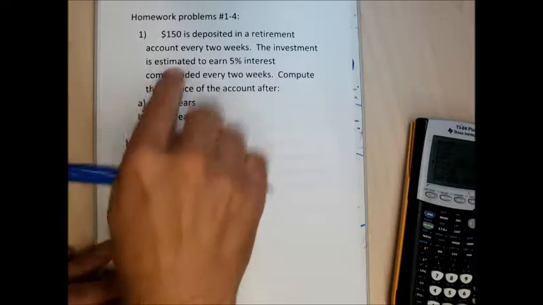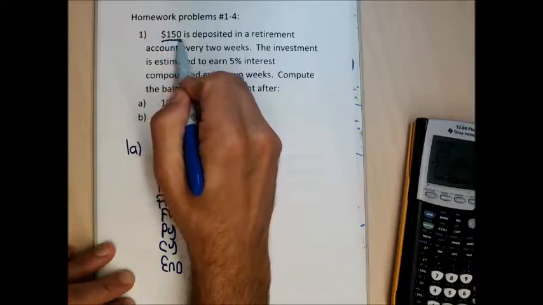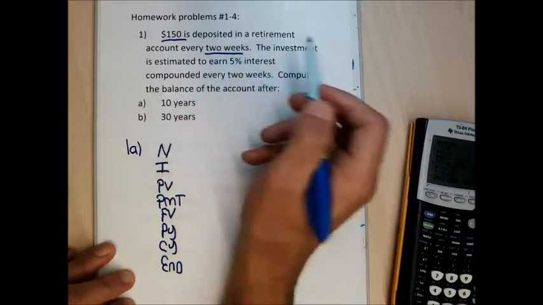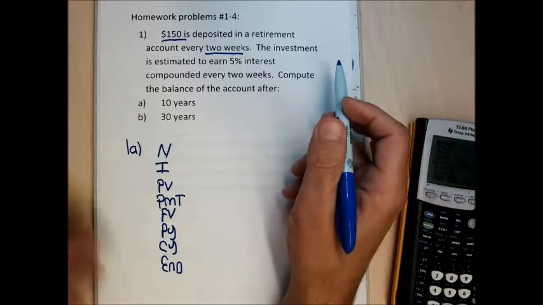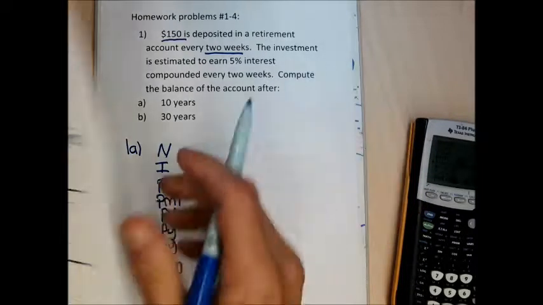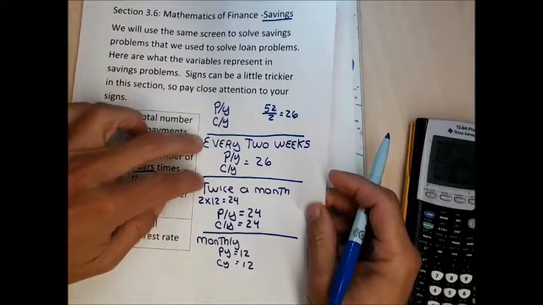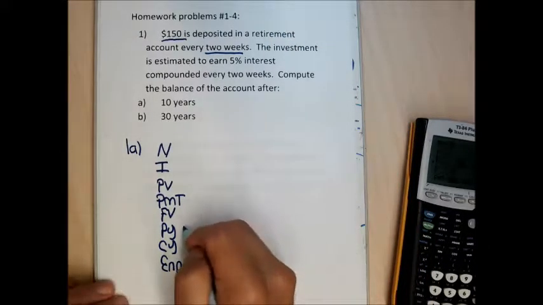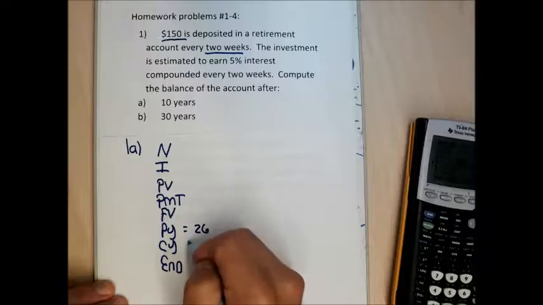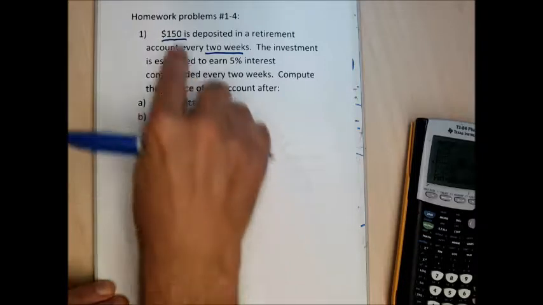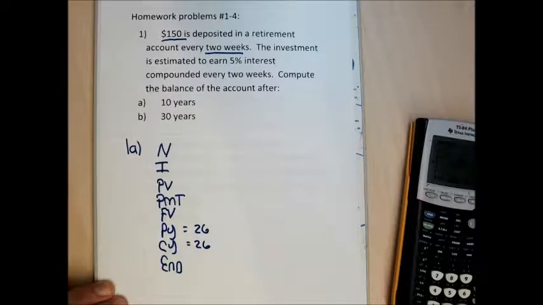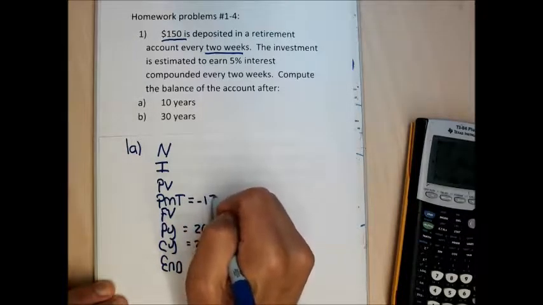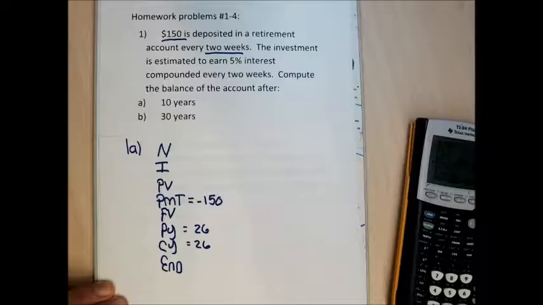So for part A, the first number I see, $150, is deposited into a retirement account every 2 weeks. That by default gives me 2 of the values for the problem. The every 2 weeks is 26 for the PY and the CY. And the $150, because you're making more than one $150 deposit, that's a PMT. The $150 is going to go in as the payment, and it's going to be negative.